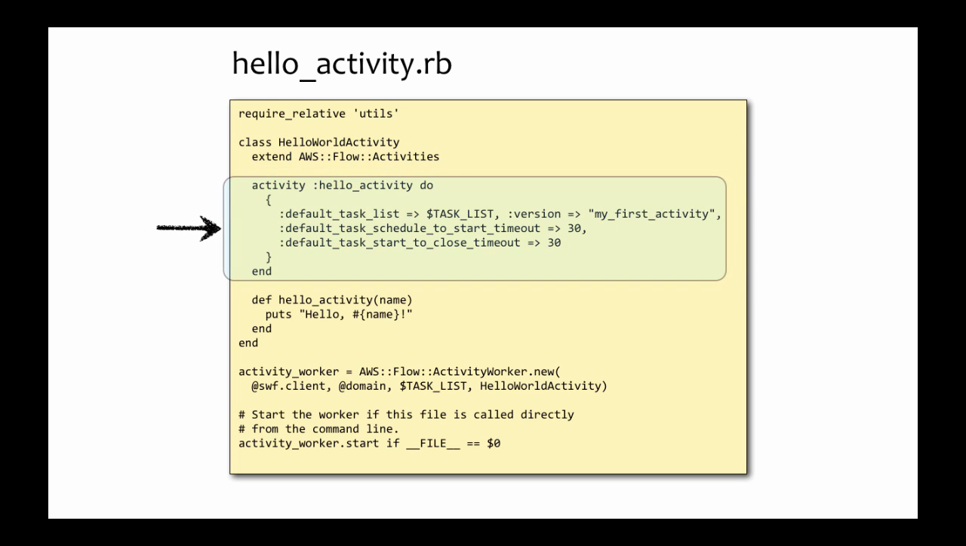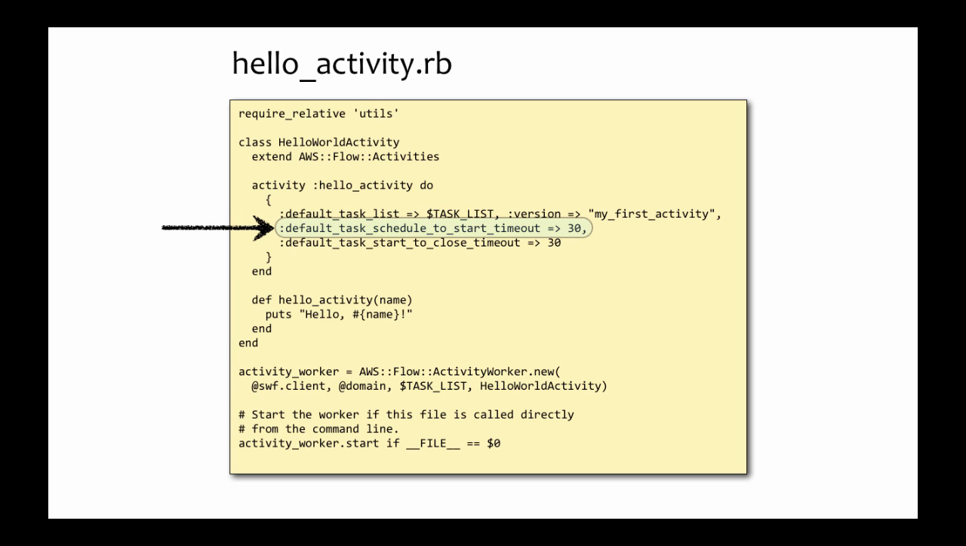An activity has activity options that can be set. The version string is required. You can use any value here, and it identifies the version of the activity. In this example, we're defining a task list that is used by the AWS Flow framework to schedule and process tasks, much like a queue. Since we're using the same task list for all of our activities, we'll enter the constant here.